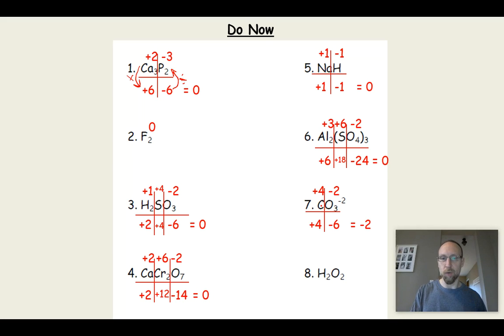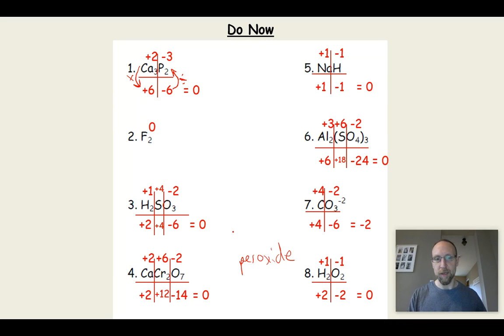Now, number 8's a tricky one. This is a peroxide, and this showed up on yesterday's worksheet as well. So this is a peroxide. This is hydrogen peroxide. So in this case, oxygen is the one that adjusts. So oxygen, according to our rules, is usually minus 2. Hydrogen is usually plus 1.